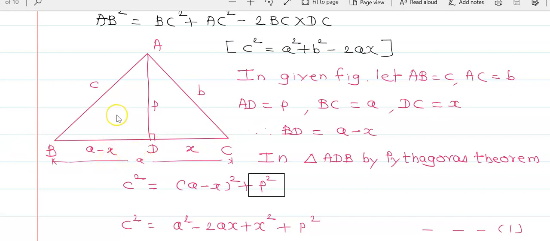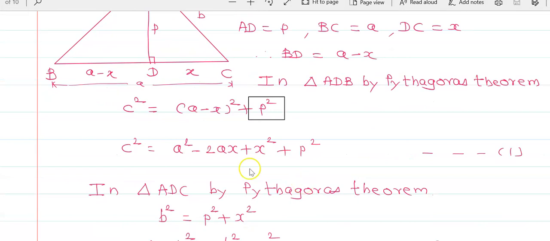It's very simple. In the first triangle ADB we will apply the Pythagoras theorem, because we want to find AB square, and next we will apply the Pythagoras theorem for ADC. Now see this, in the triangle ADB, by the Pythagoras theorem, C square, that is AB square, is equal to (A minus X) square plus AD square, which is P square. Therefore, C square is equal to A square minus 2AX plus X square plus P square. This is the first part.